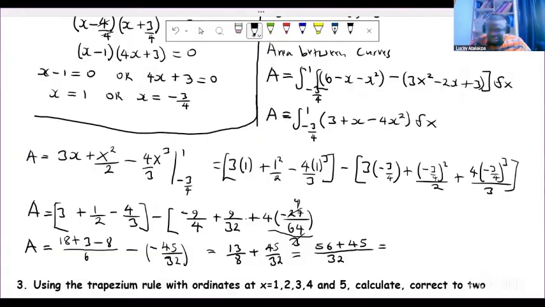What's that? That will be 1. 6 plus 5 is 11. 5 plus 4 is 9. Plus 1, that's 10. 101 over 32. So that's it. So that is square units.